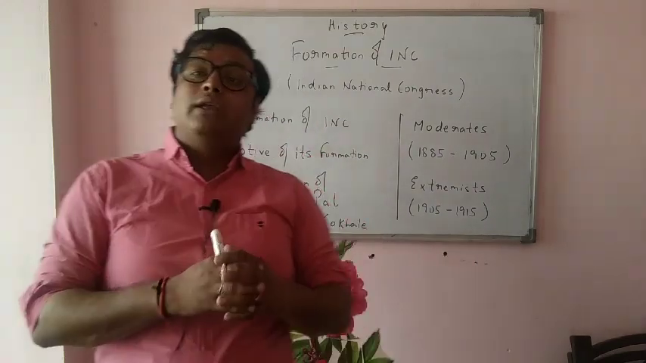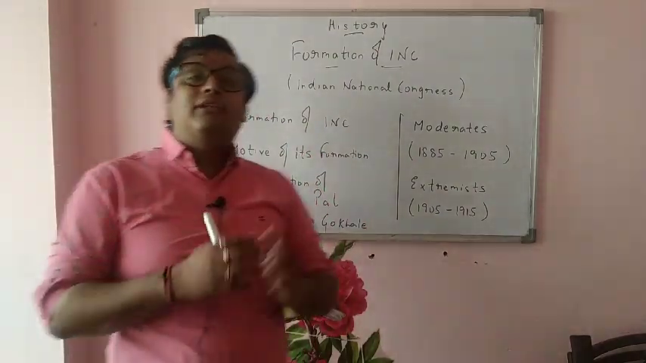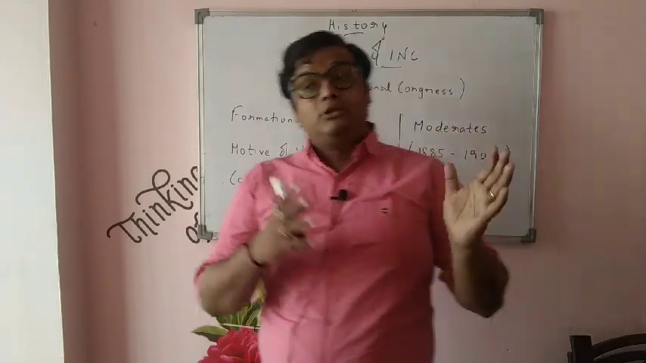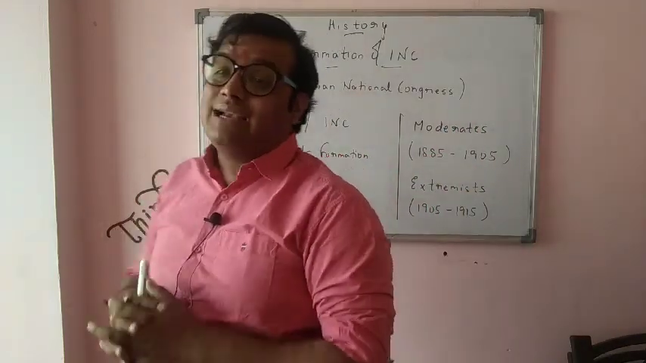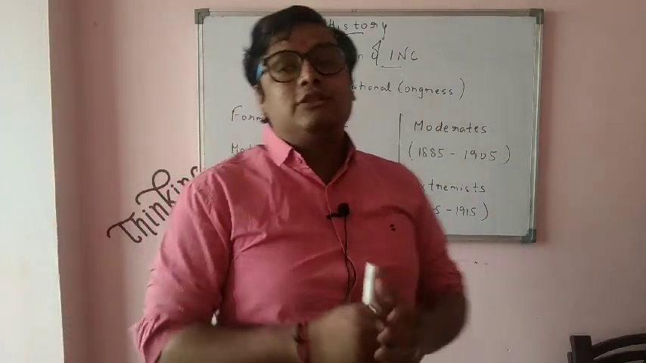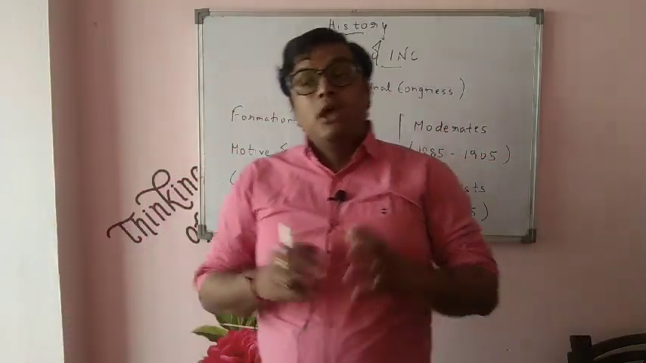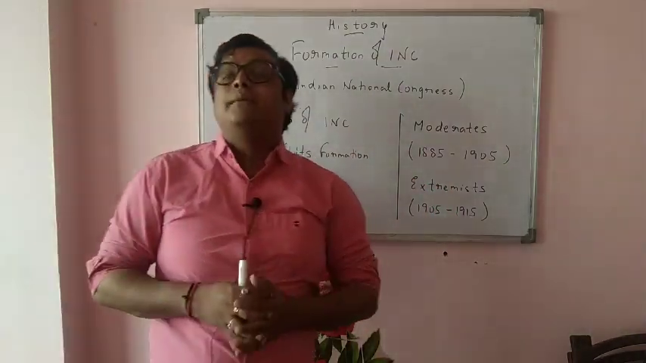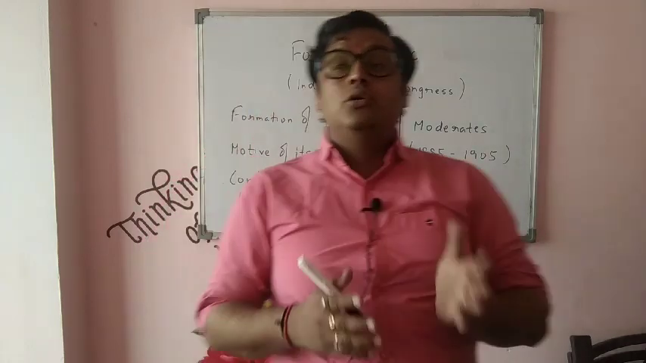What happened was that the first session of the Congress was planned to be held in Pune in 1885, but the situation was not favorable for that session because plague spread in Pune. Plague is a disease which is caused by rats, you know. So the plague was spread in Pune, and in the month of December, the session was shifted to Bombay.